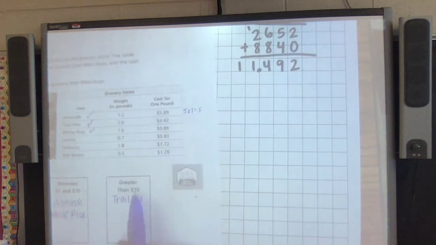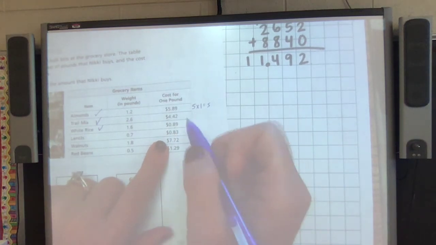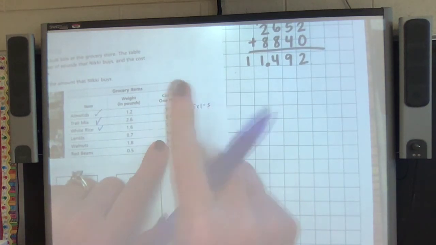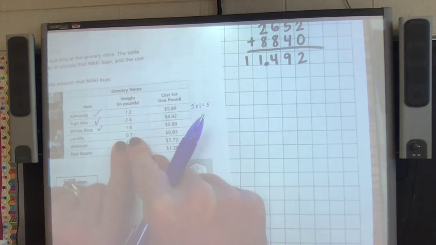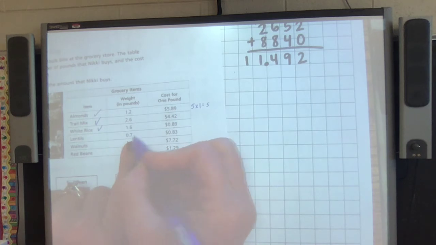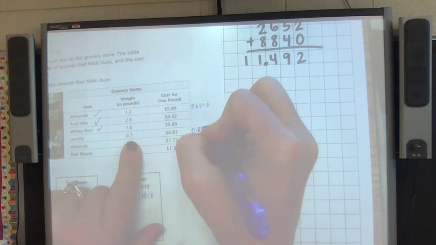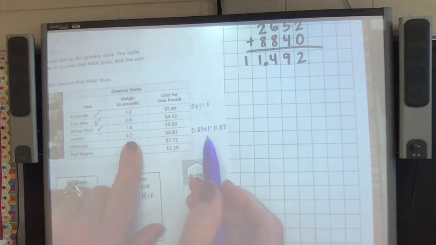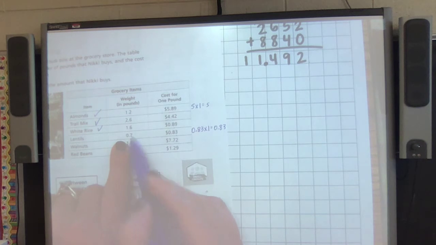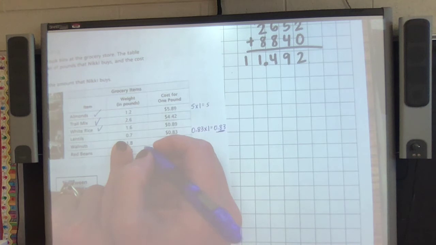Lentils. This is something I was talking about today and yesterday. They are 83 cents for 1 pound, and I got 7/10, something less than 1. Keep in mind, if I have 83 cents times 1, I'm going to get 83 cents. Since I'm multiplying by something less than 1, my answer will be less than 83 cents. We're going to prove that in a minute, but I hope that's making sense to you guys at home.